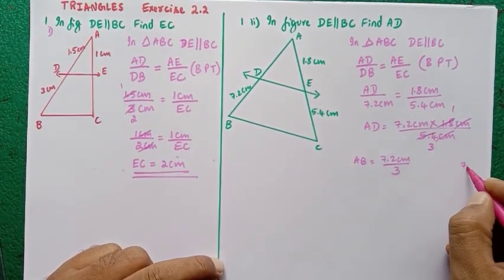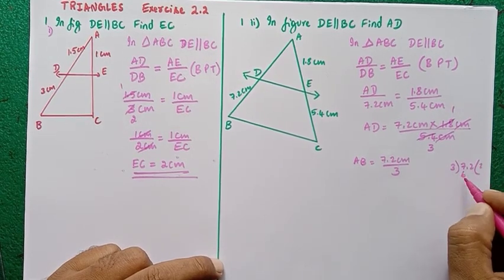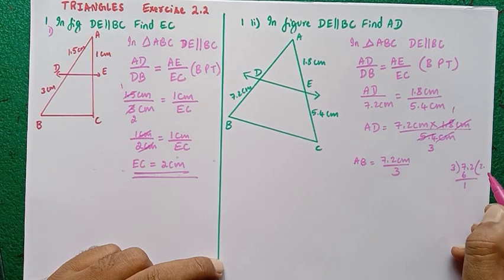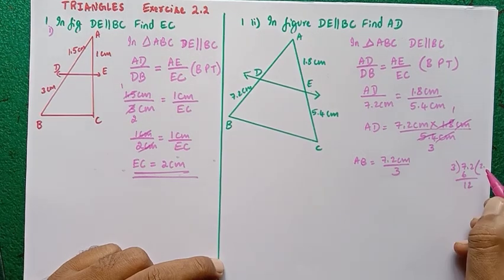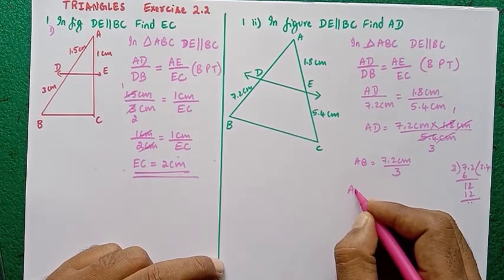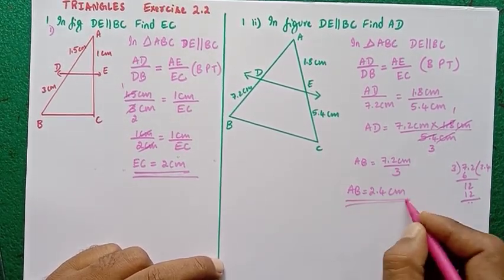So let me divide 7.2 by 3. 3 twos are 6, 1. So it's not possible, let me put a point here. 2. 3 fours are 12. So AD is equal to 2.4 centimeter. This completes this problem.